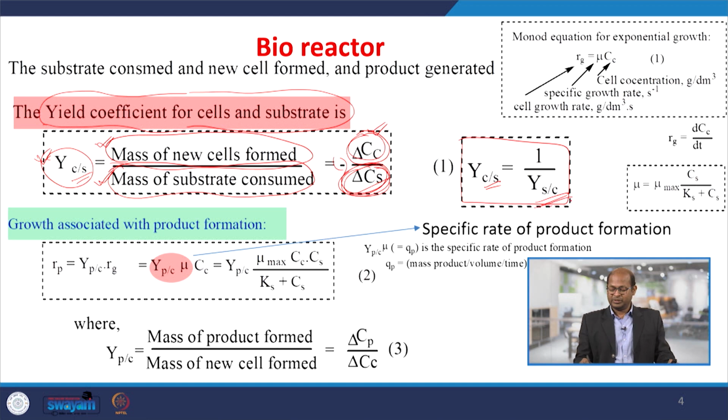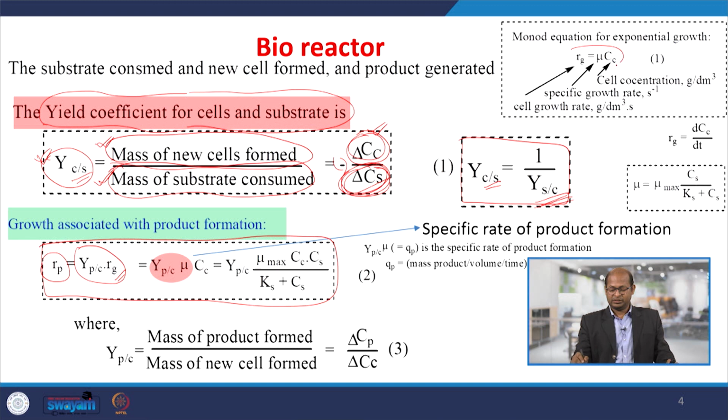So, that way also we can write. Okay. So, here are the Monod equations that we have written here. Here you can see Rp, the rate of formation of the products, that we can write as Ypc into Rg. What is the Rg? Rate of formation of the cell.